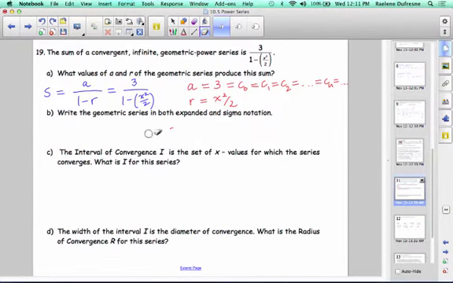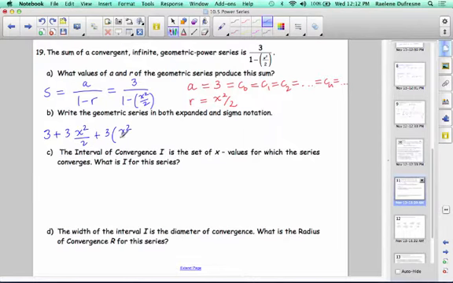Okay, in part B, write the geometric series in both expanded and sigma notation. Well, now that we know A and R, and we have a geometric series, we can say that the series S is given by 3 plus 3 times the radius plus 3 times the radius squared plus 3 times the radius cubed, etc., which is going to be 3 plus 3 over 2 x squared plus 3 over 4 x to the 4 plus dot dot dot, and we can write that.